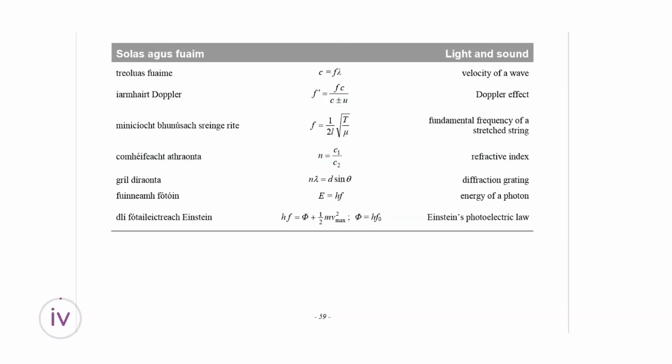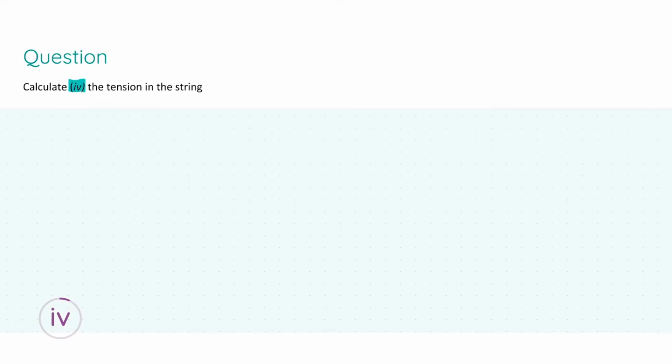Before moving on to parts 4 and 5, I want you to draw your attention to page 59 of the Formula and Tables book. In particular, we're going to be looking at the fundamental frequency of a stretched string equation, but we're also, for part 5, going to be looking at the velocity of a wave equation. And in part 4, we're asked to calculate the tension in the string.